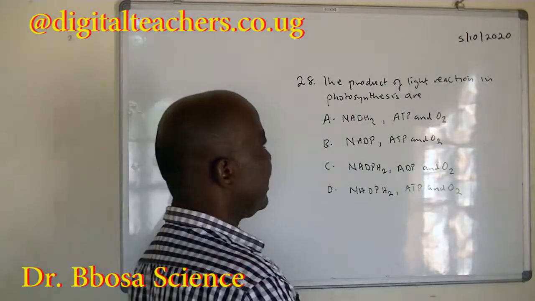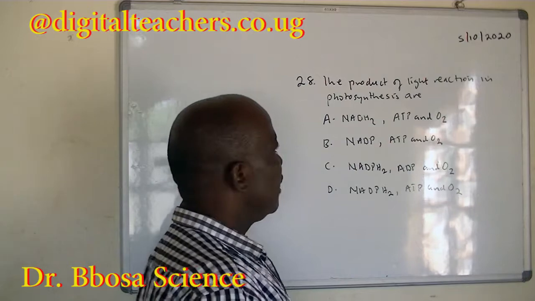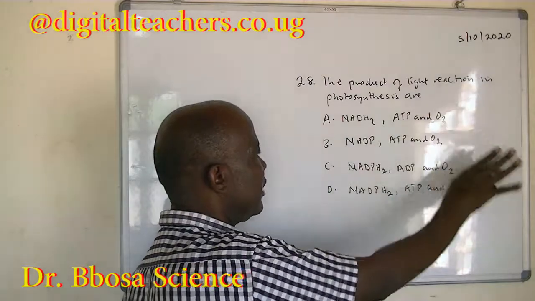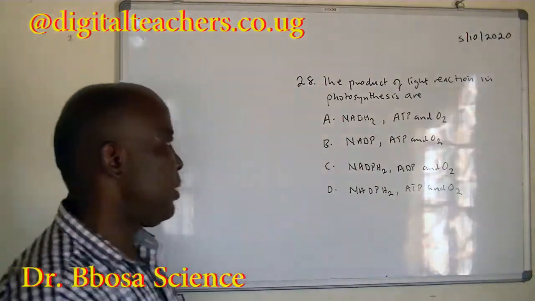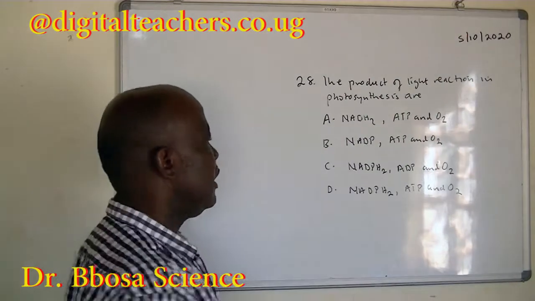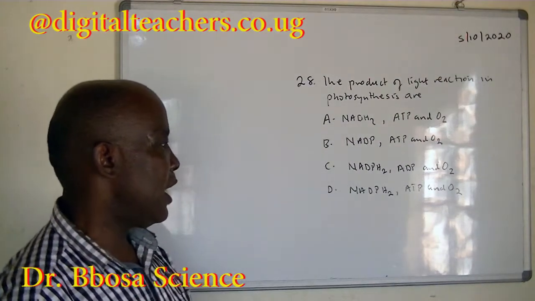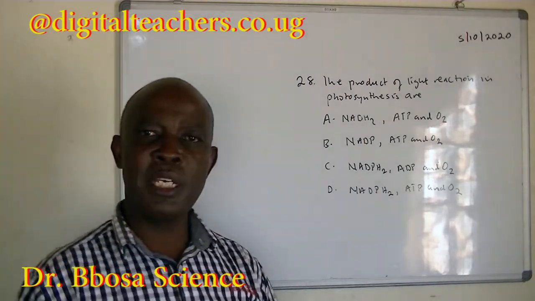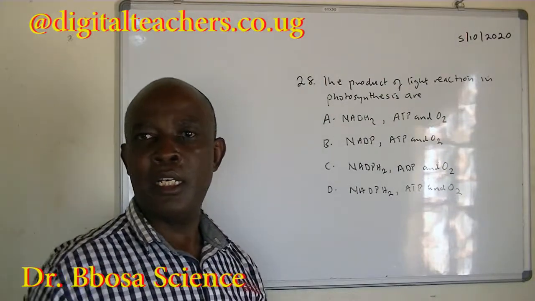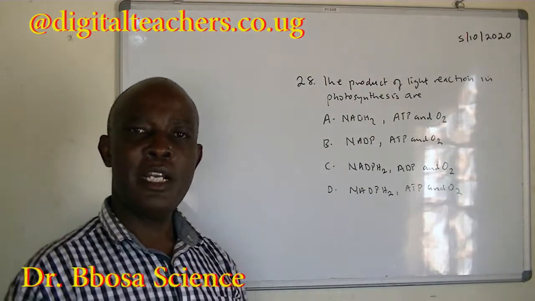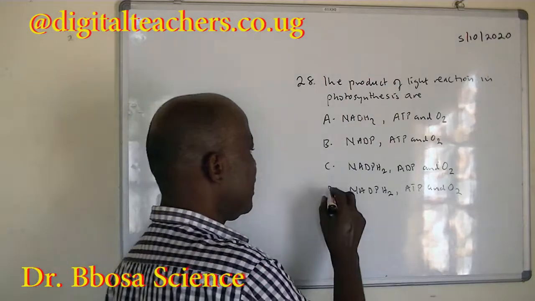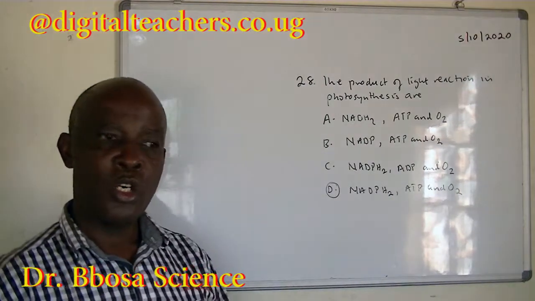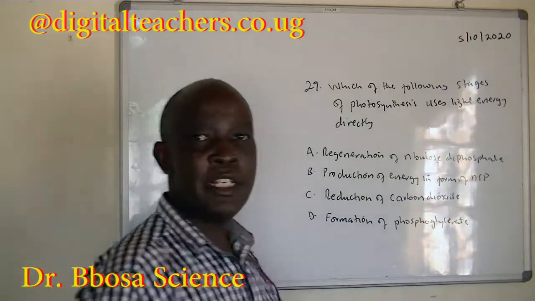28. The products of light reaction in photosynthesis are A. NADH2, ATP and oxygen. B. NADP, ATP and oxygen. C. NADPH, ADP and oxygen. D. NADPH, ATP and oxygen. You can pause, get the answer, and then we continue. So the answer is D. NADPH, ATP and oxygen.